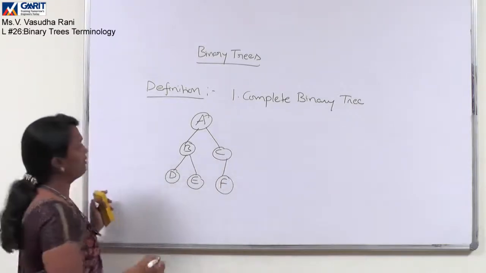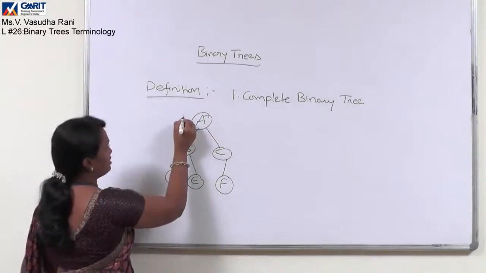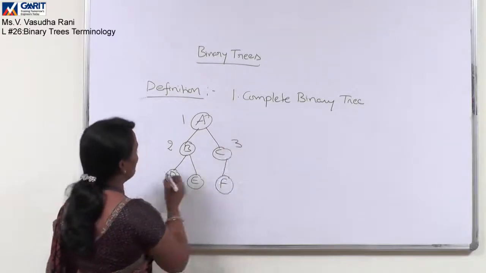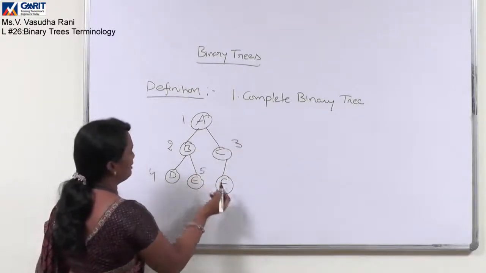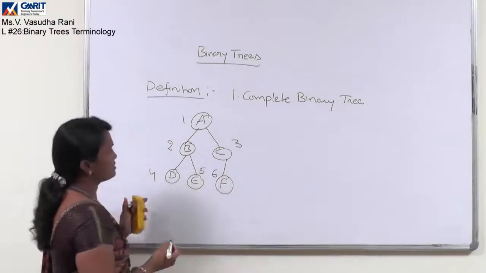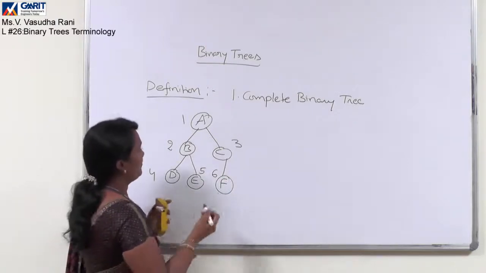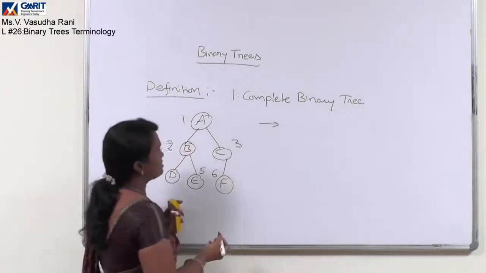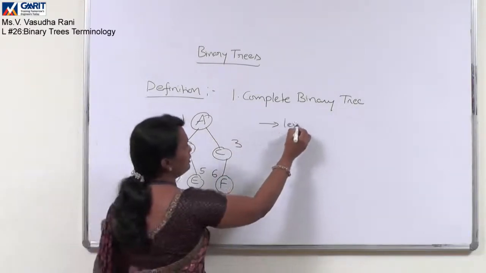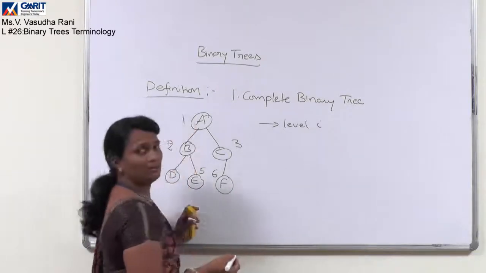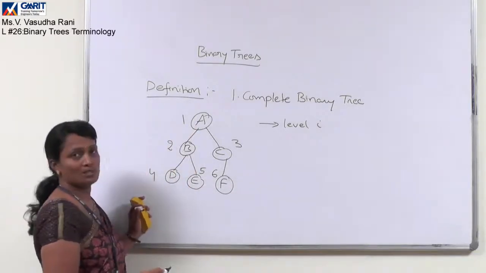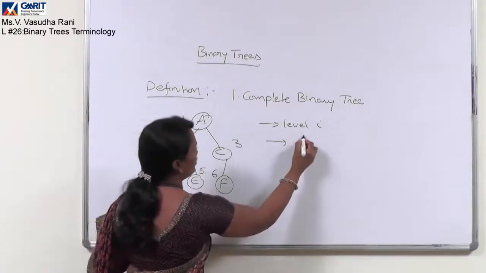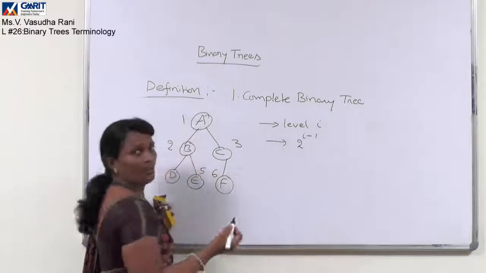If you consider a binary tree like this, one node is number 1, this node has the number 2, this has 3, 4, 5, 6. And here at every level, if you consider a particular level i, the number of nodes is defined using the formula 2 power i minus 1.